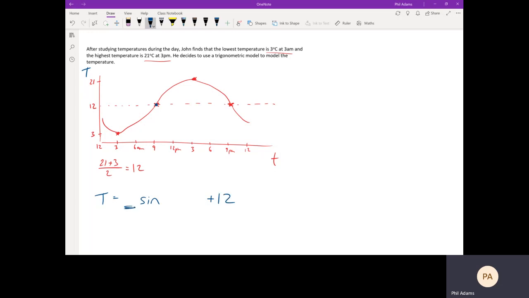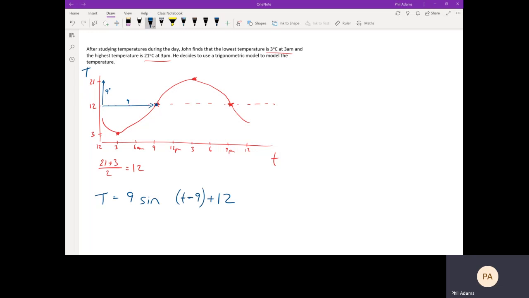Now I can work out the amplitude. So remember, the amplitude is how far it oscillates. So if you look on my graph here, it oscillates up an extra 9 degrees. So that means the amplitude is 9. Now we know also that our sine graph has been shifted across from where it normally sits on the y-axis, shifted across 9 hours. So therefore we're going to have t minus 9 as our sideways shift.